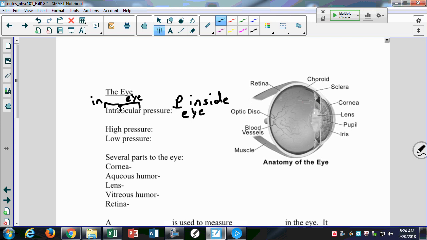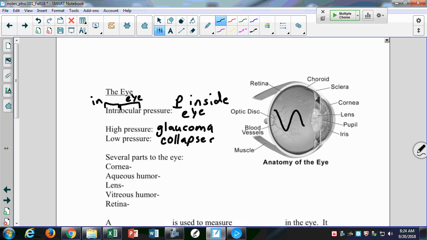A high intraocular pressure is called glaucoma. So if you know somebody that has glaucoma, usually an older person, it's because the pressure inside of their eye is too high. And if you have too low of a pressure inside of the eye, you'll get collapse of the eyeball.